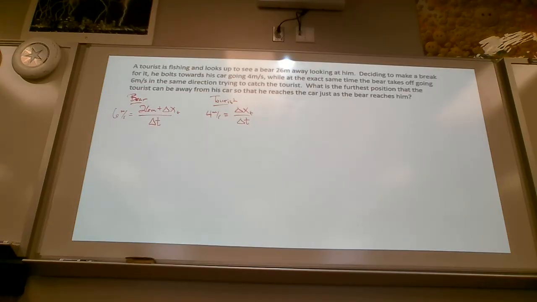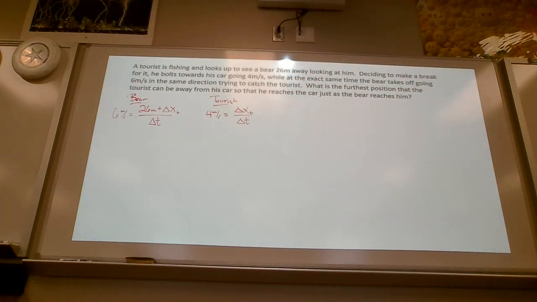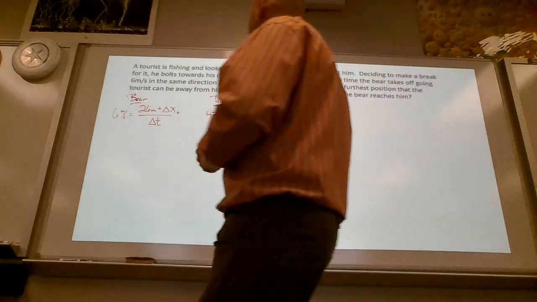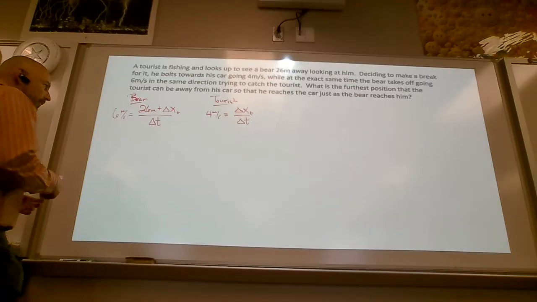With that, I can do a lot of different things. I'm just going to pick one of the multiple correct ways to do it. So I'm looking for delta x, so what I need to do is get rid of delta t. One of the multiple ways to do that, I'm going to set both of them equal to delta t, and then set the two equations equal to each other.